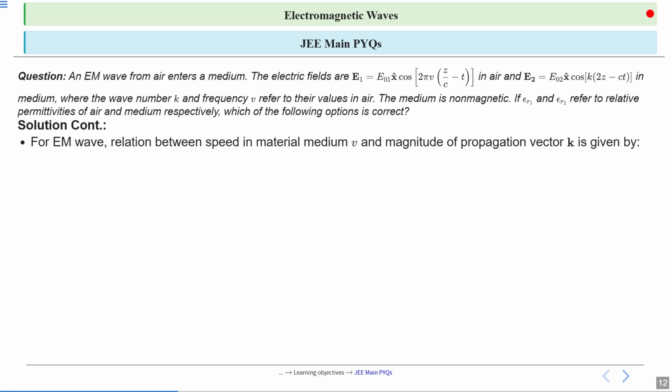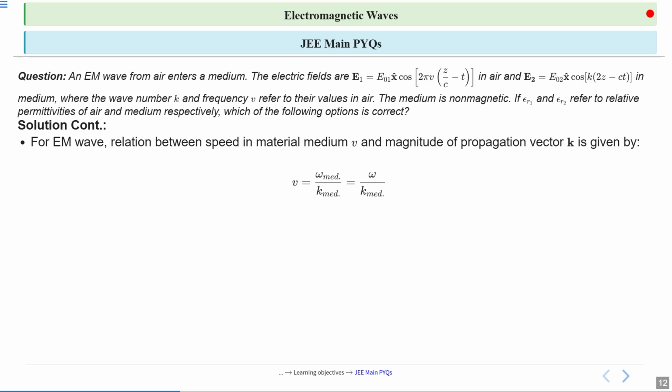So for an electromagnetic wave, what is the relation between the speed in a material medium and the magnitude of the propagation vector k? The relation is given by omega by k equal to c. It is for an electromagnetic wave in air or vacuum. But if the electromagnetic wave is in a medium, then omega medium by k medium is equal to V. Now omega by k will not be equal to c. It will be equal to V because the wave is in a medium.